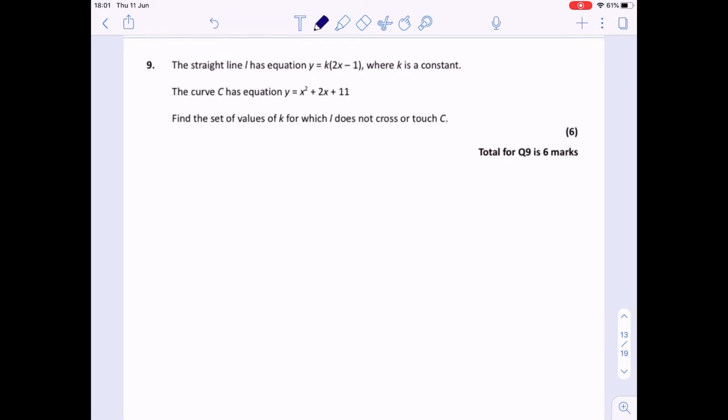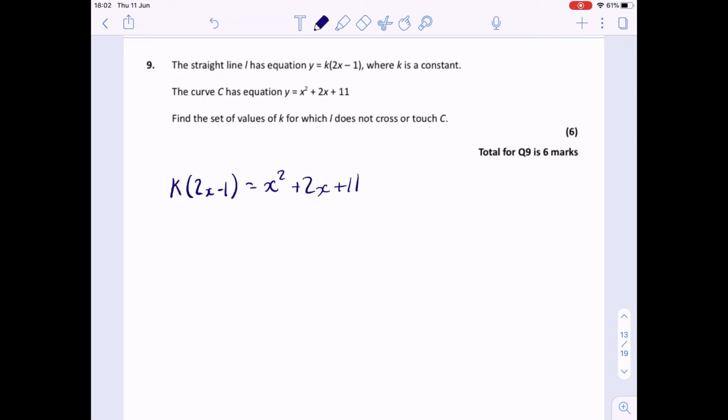Right, question 9. The straight line L has the equation y equals k times 2x minus 1, where k is a constant. The curve C has the equation y equals x squared plus 2x plus 11. Find the set of values of k for which the line L does not cross or touch C. So again, we need to set it up so they're equaling each other. So we could say k times 2x minus 1 is going to equal x squared plus 2x plus 11.